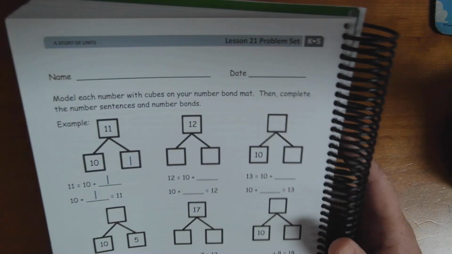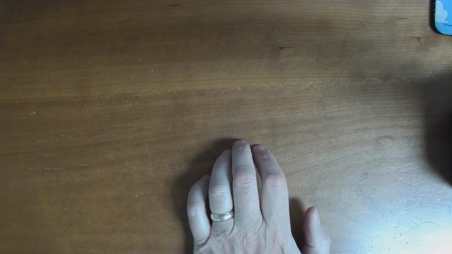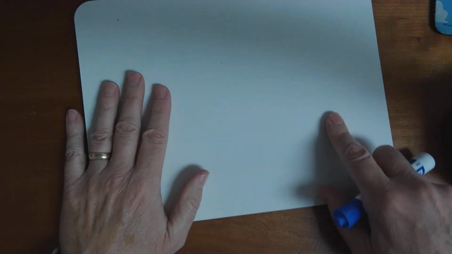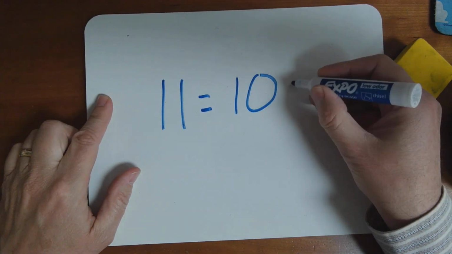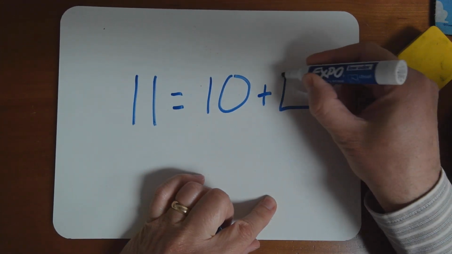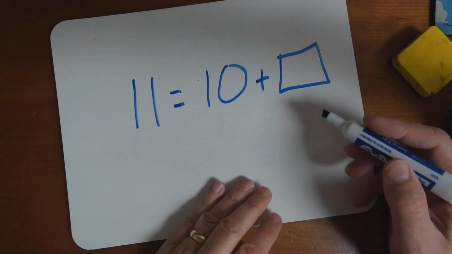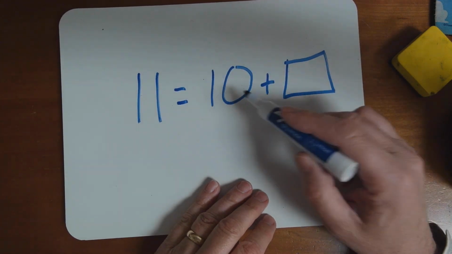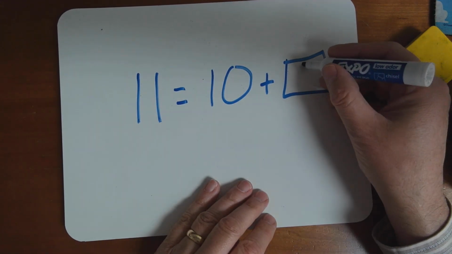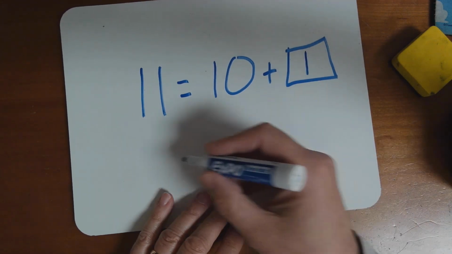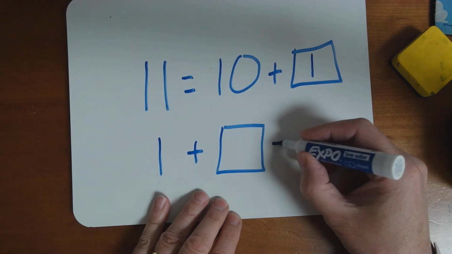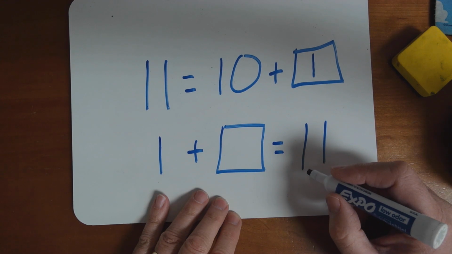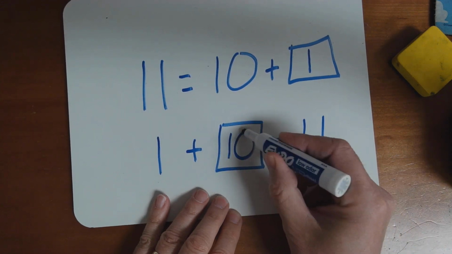So, I think I want to get my whiteboard here for a minute. Let's look at this for just a minute before we get into that. If I say that 11 equals 10 plus blank, well, what's the missing number? What's the missing part that goes here? Well, the missing part is 1, right? And if I say 1 plus blank equals 11, then I know that the missing part here is 10.